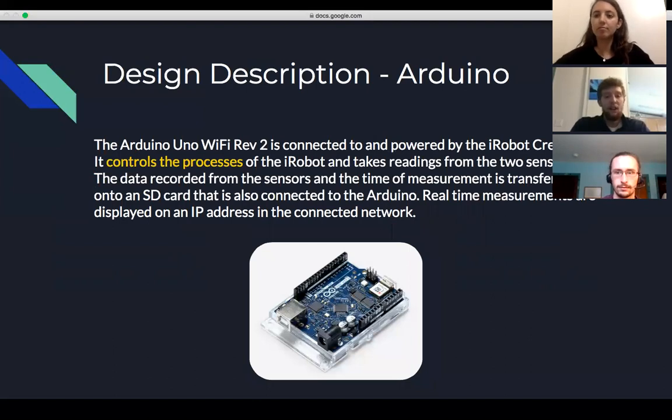We're using the Arduino Uno Wi-Fi Rev 2. We chose this particularly because of its Wi-Fi capabilities. This will allow us to connect directly to the internet from our iRobot, and it also allows us to connect to a secure IP address and output our data to that.